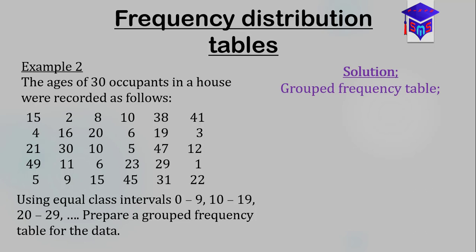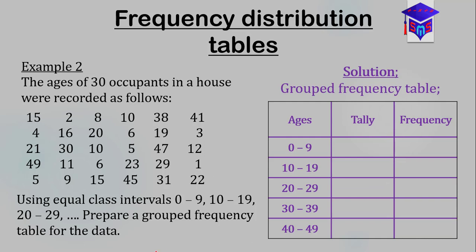We have to prepare a grouped frequency table. So you get a table nicely. Okay, this time the observation is ages. Okay, so we have ages over here. All right, and so you get a column for the tally, and then that for the frequency. All right, you are given equal class intervals of 0 to 9, so that's what's going to be the first class interval over here. The next one will be 10 to 19.